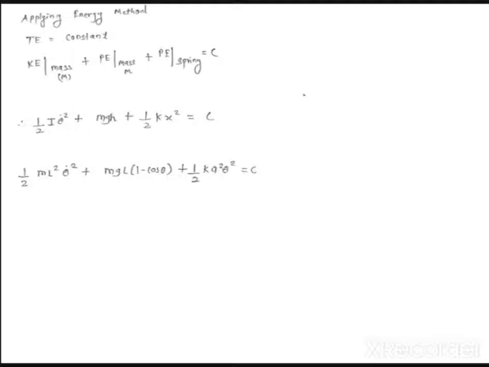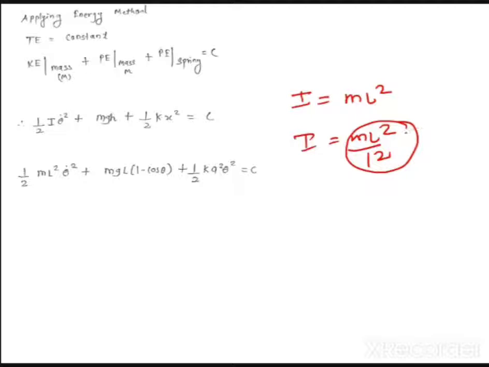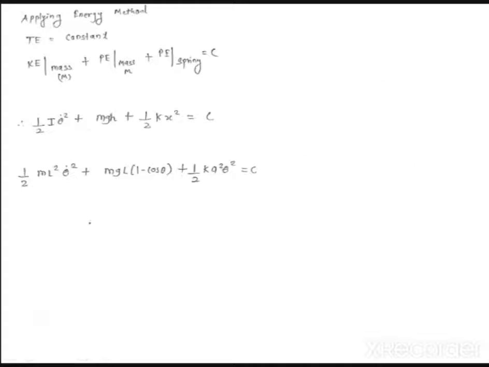Now you know that for a simple pendulum, not for a compound pendulum, I is equal to ml square. You know that I is equal to ml square by 12 for a slender bar. But here it is not a slender bar, it is a simple pendulum, right? So one half ml square theta dot square plus mgL into 1 minus cos theta, because h is equal to L into 1 minus cos theta, plus one half k x square, where x is equal to a into theta. So x square is equal to a square theta square, right? So I have all these terms. Finally you can see that I have converted x into one parameter, that is theta, as I have done in our last problem.